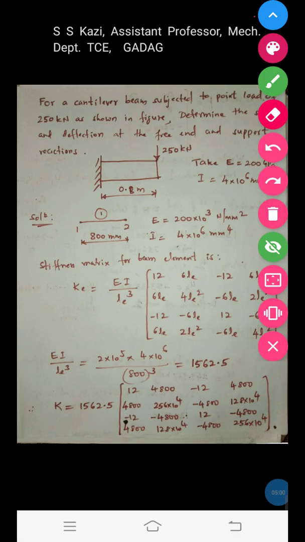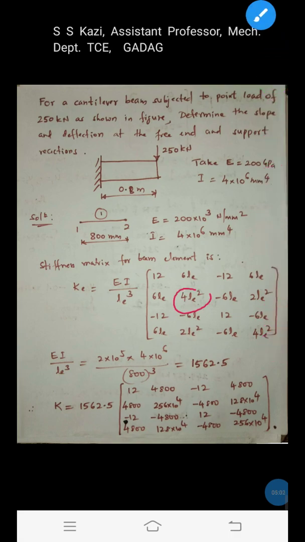After that, likewise, you find 4 LE square, that is 800 square into 4, which gives 256 into 10 raised to 4.